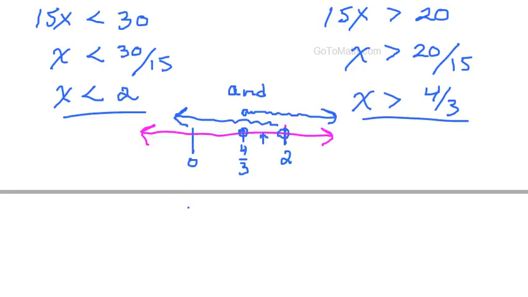Okay, so that means we're going to be using parentheses because we got open circles here. All right, so we're going to be saying 4/3 and 2. In other words, that's going to be your solution set. Numbers that are inside of this interval here, which represents this guy right here.